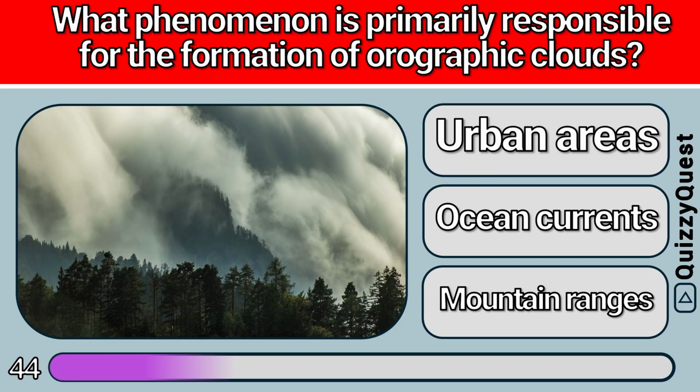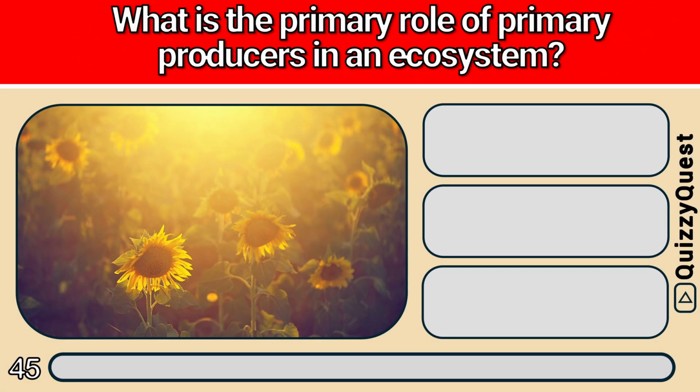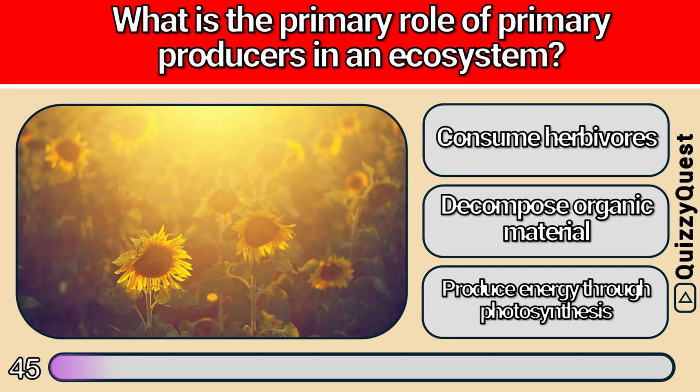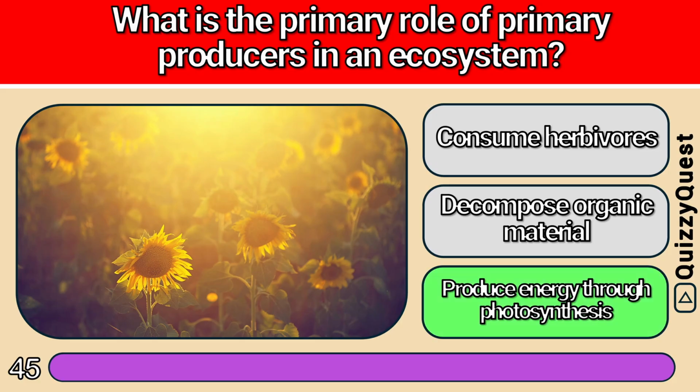Is it A, urban areas, B, ocean currents, or C, mountain ranges? It is C, mountain ranges. What is the primary role of primary producers in an ecosystem? Is it A, consume herbivores, B, decompose organic material, or C, produce energy through photosynthesis? It is C, produce energy through photosynthesis.